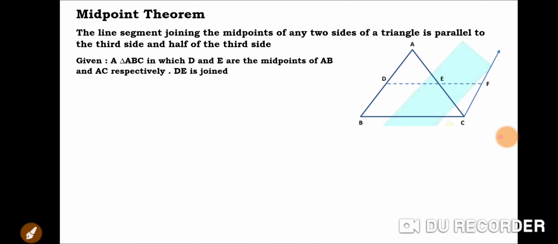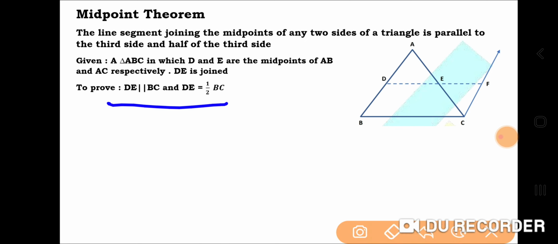Let us see what we have to prove. We have to prove that the line segment DE which is formed is parallel to the base, and DE is also half of the base, that is BC. It means the third side.